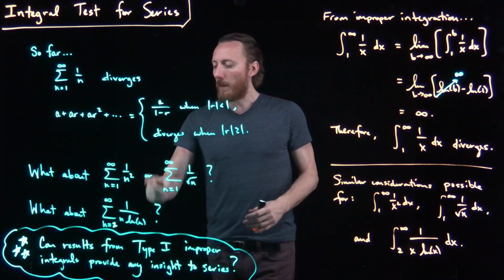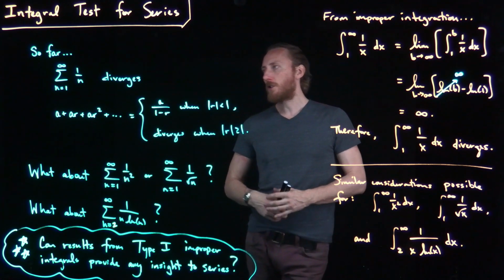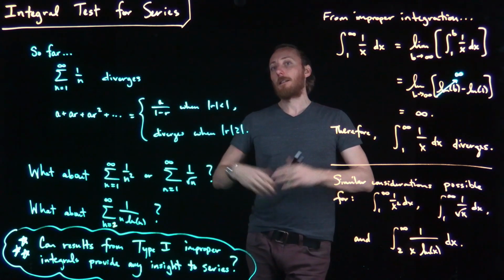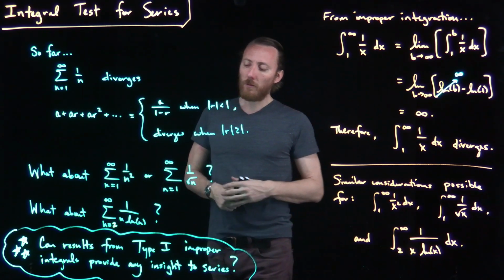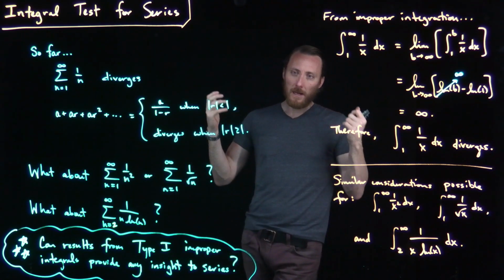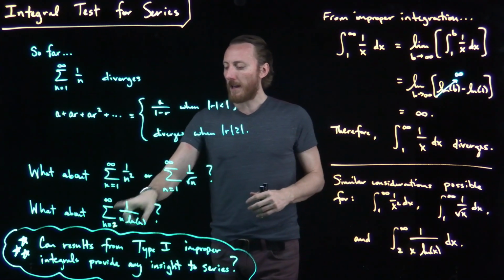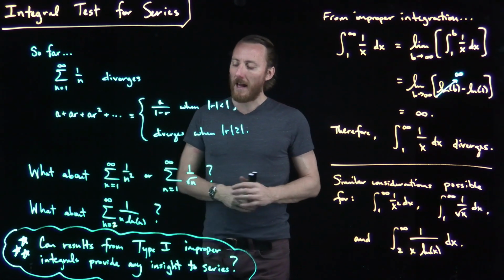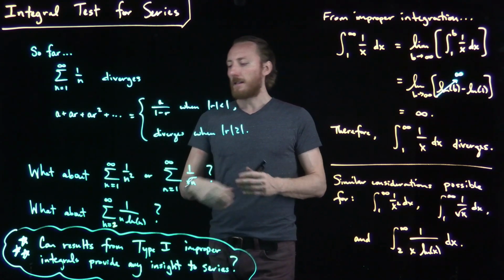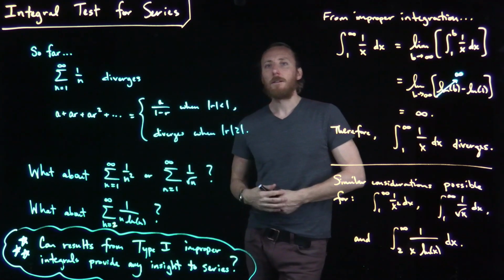What if we want to know about the series sum 1 over n squared instead of sum 1 over n? Does that converge? Does that diverge? What about sum 1 over square root n? Does that converge or diverge? What if we had something like sum n equals 2 to infinity of 1 over n ln n? Now we've got something that's a real funky looking expression.